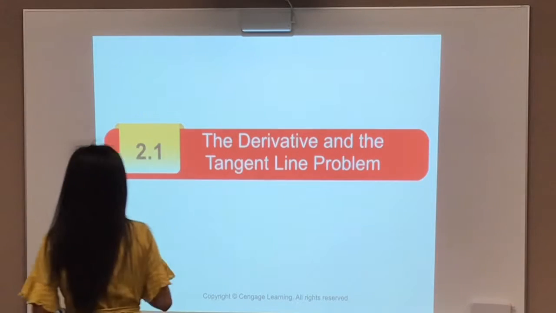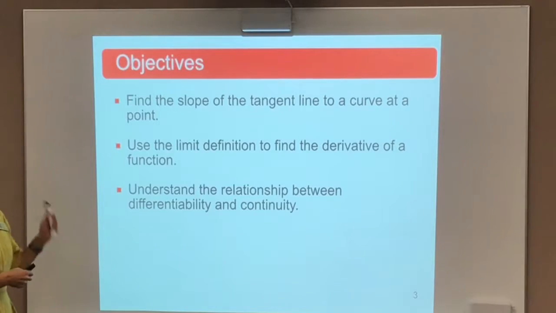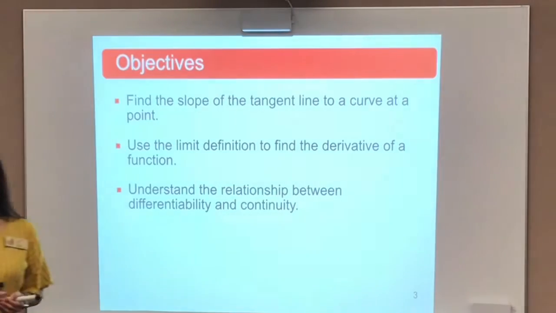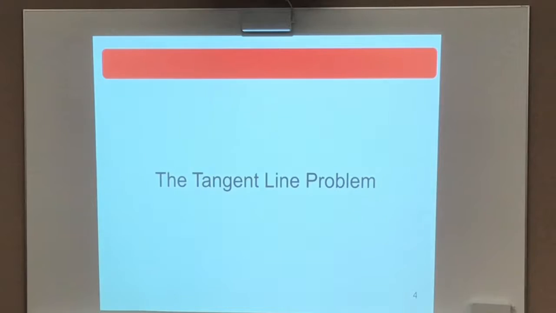The tangent line problem. So, objectives of chapter 2. We are going to cover: find the slope of a tangent line to a curve at a point; use a limit definition to find the derivative of a function; understand the relationship between differentiability and continuity. All right? They have a relationship.